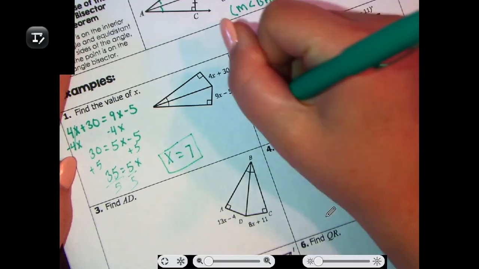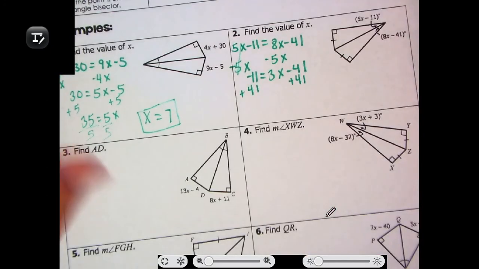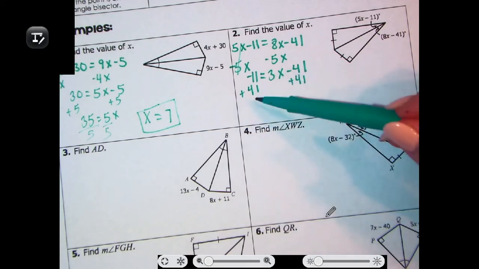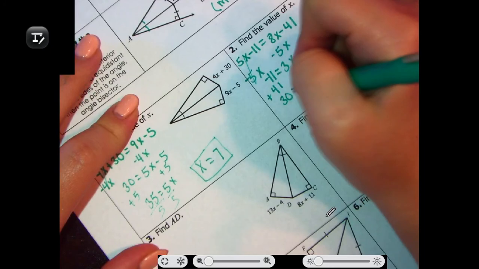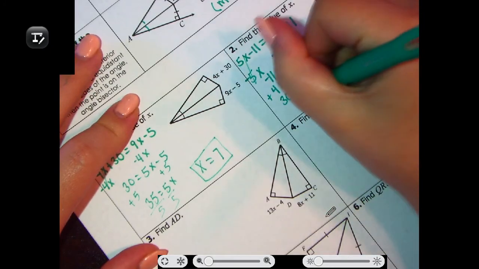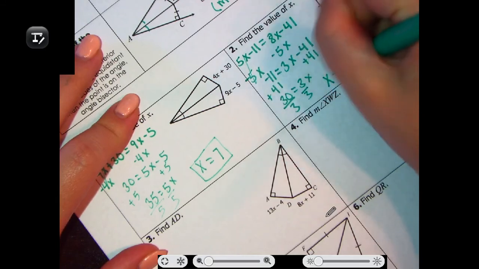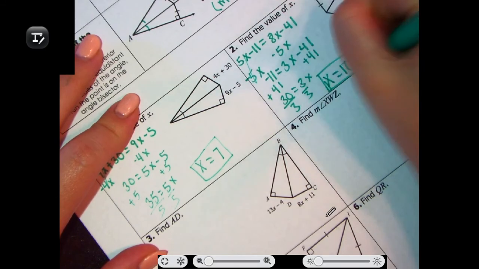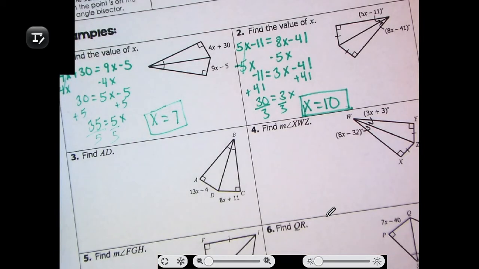Here's a common mistake I always see right here. We have negative 11 plus 41. Just make sure you don't say that that is like 52 or negative 52. Think of that as 41 minus 11. So you're really subtracting that 11 from 41. So you're going to get 30 equals 3x. Your most common mistakes are just integer operations, making little mistakes like that. So just be careful. And x equals 10 is what we would get for that one.